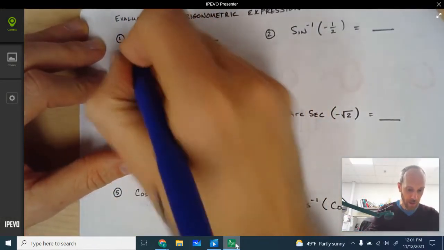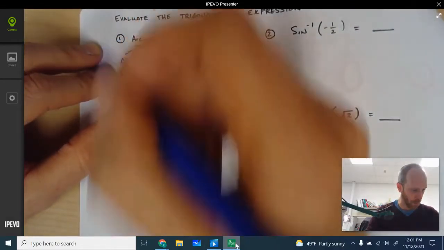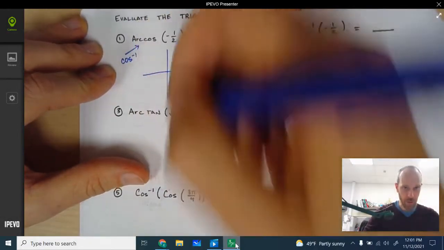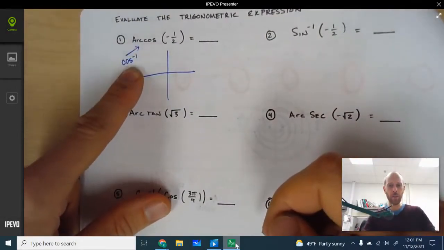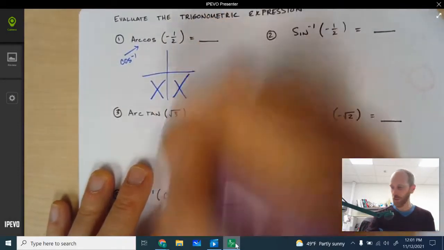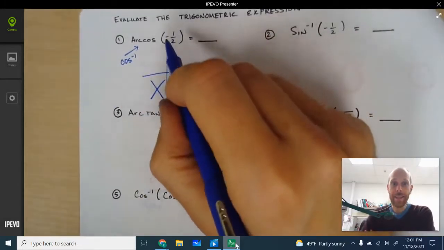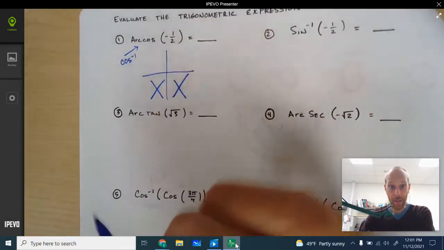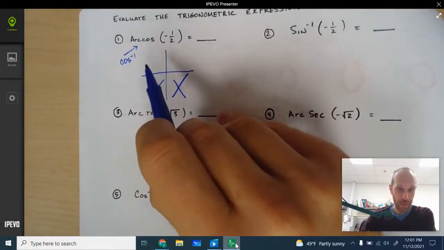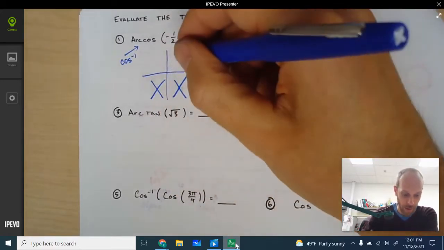First thing is recall that arc cosine means the exact same thing as inverse cosine. So you would begin by saying inverse cosine. That is defined in quadrants 1 and 2. So I'm going to cross off 3 and 4. I know the answer can't be there. Second, we're going to say the ratio is negative, which means that it must be in quadrant 2 because that's where the cosines or the x values are negative.